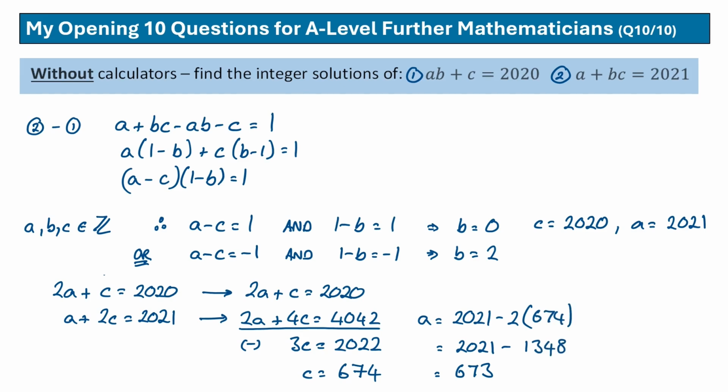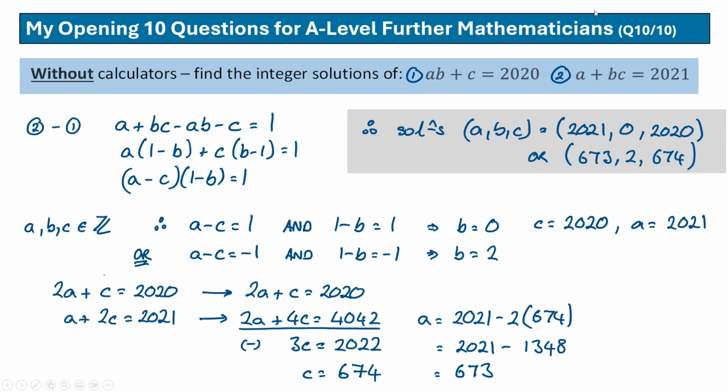Now, again, presentation of answers here is important. As long as you're really clear which solutions go with which, you should be okay. So I'm writing it like this. My solutions in the format A, B, C, so a bit like a coordinate, are going to be 2021, 0, 2020, or, because they're obviously not the same set of solutions, 673, 2 and 674.